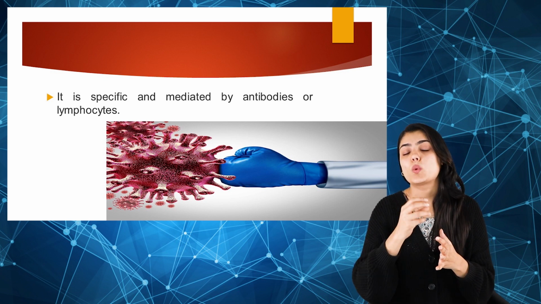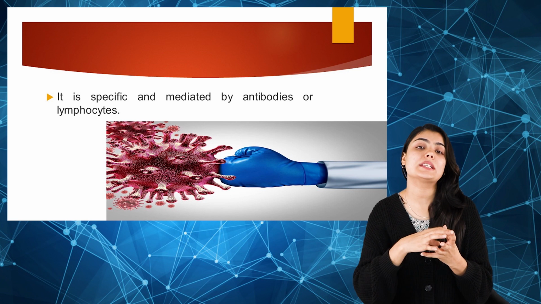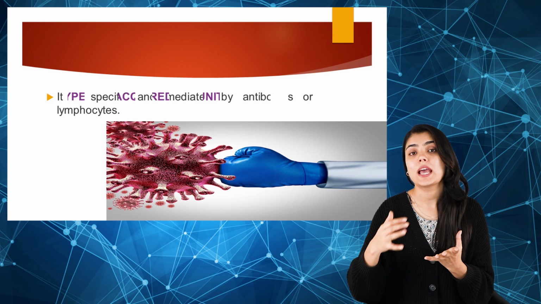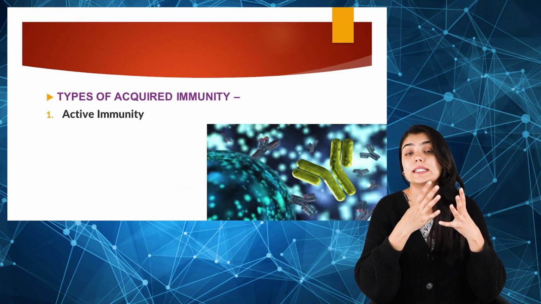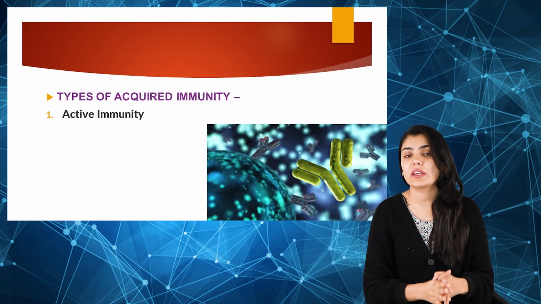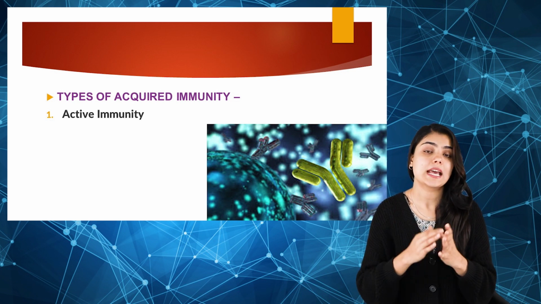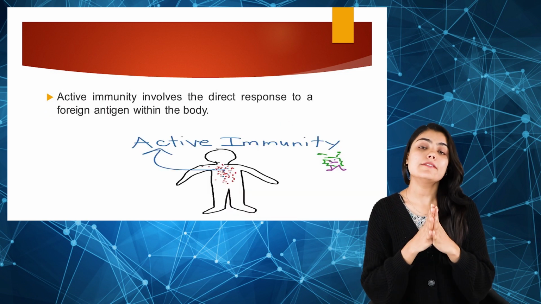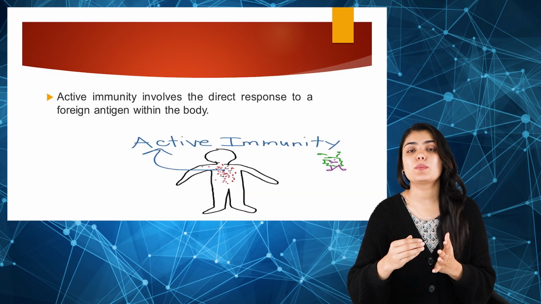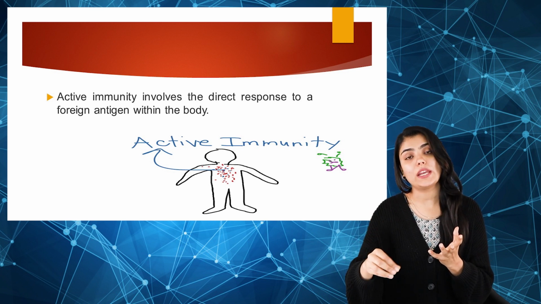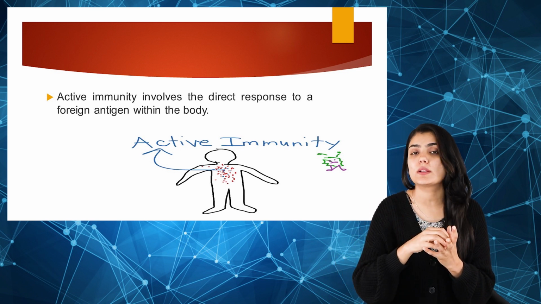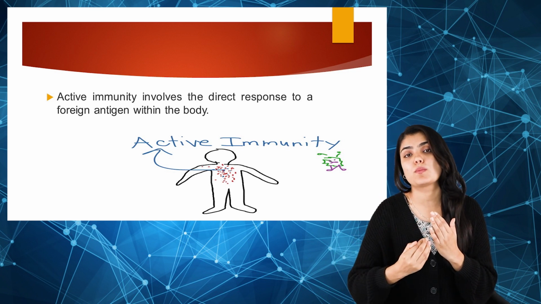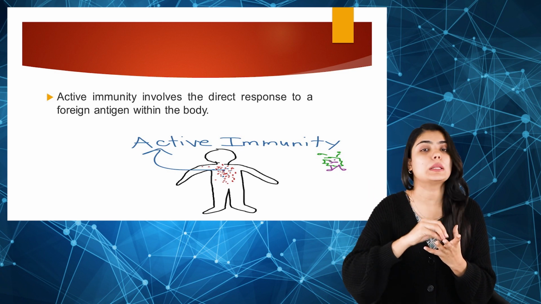I hope you've understood what is acquired immunity. Acquired immunity is an immunity that is developed in an individual over a period of time after the birth. It is also called as adaptive immunity, and it is specific and it is mainly mediated and regulated by lymphocytes or antibodies. Now, there are different types of acquired immunities. What are those? Active immunity involves the direct response to the antigen in the body. Now, if any kind of antigen is found in the body, in active acquired immunity, there will be direct response to the antigen that is found within the body.